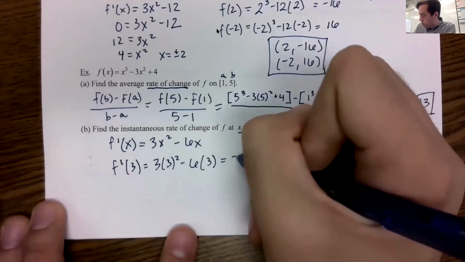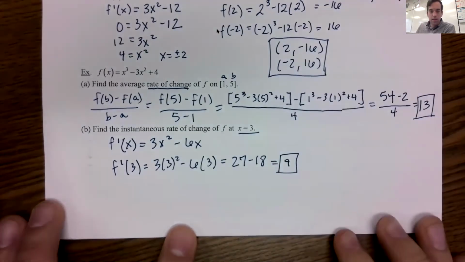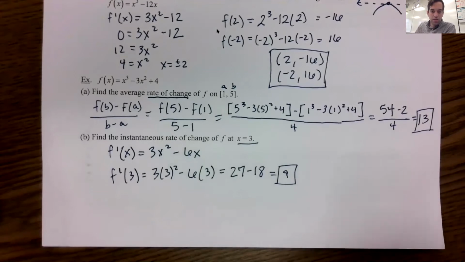So we end up with 27 minus 18, or 9. Okay, so there's a difference between average rate of change and instantaneous rate of change. Hopefully that makes sense. And I'm going to keep going.